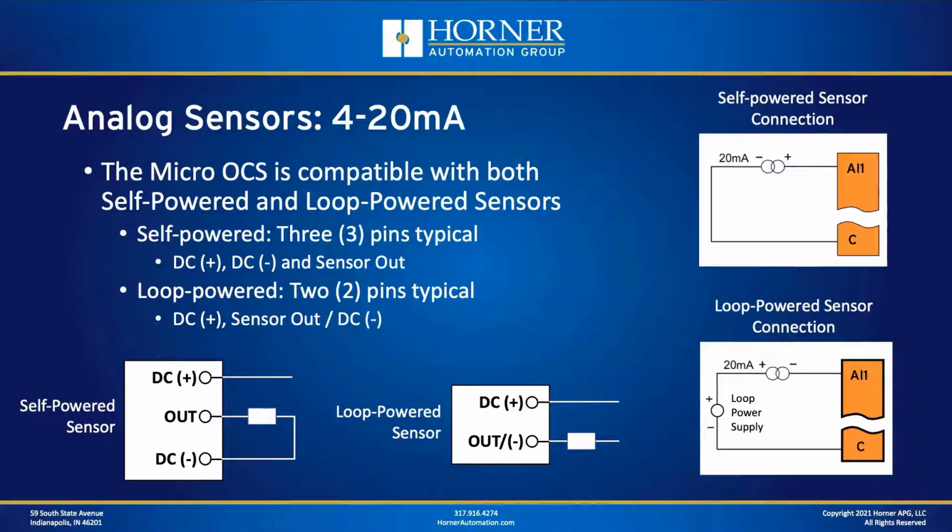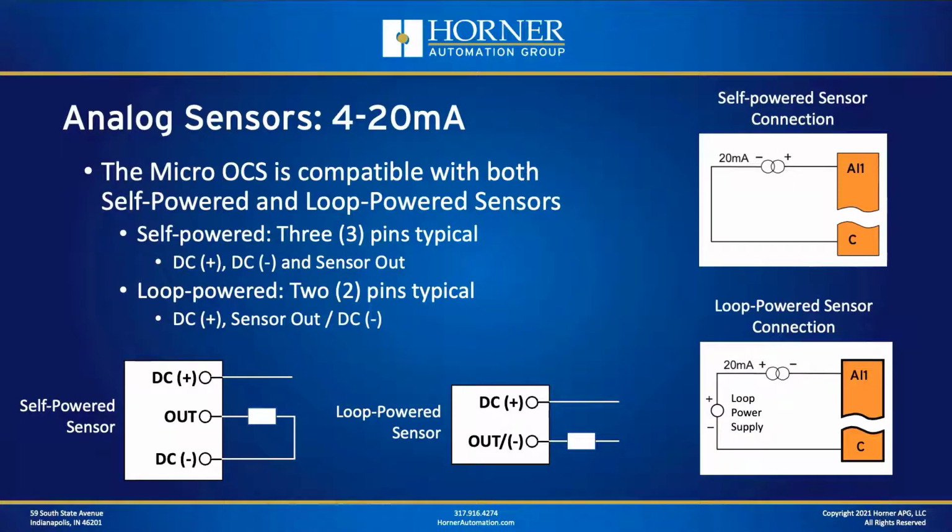Whereas a loop-powered sensor is powered from a loop power supply, and so therefore it doesn't have 3 pins, it only has 2. Okay, so it's got a plus lead and then an output / negative lead. And then the way those are wired is shown on the right-hand side of the slide there, with self-powered at the top and then loop-powered at the bottom. Okay, and I've taken those directly from the data sheet for the Micro OCS. So we think those are pretty straightforward.